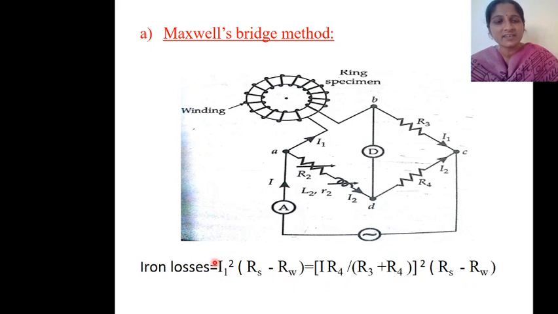And again, what is I1? This I1 at balance is obtained by using the current division rule. I1 is nothing but I, the total current, into the opposite resistance R4 divided by the sum of the resistances R3 plus R4. So if you substitute that here, I into R4 divided by R3 plus R4, whole square, into Rs minus Rw. All these values are known. If you substitute all these values in this formula, you can determine the iron losses easily. So this is the formula for Maxwell's bridge method.